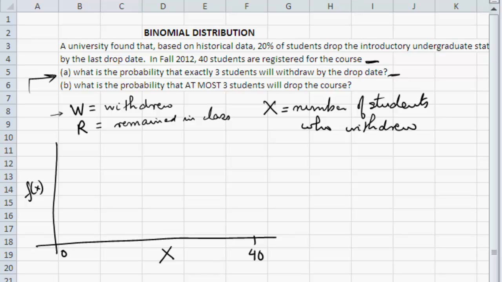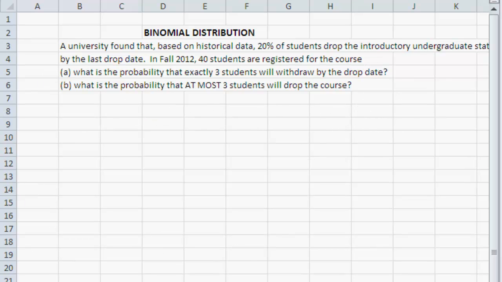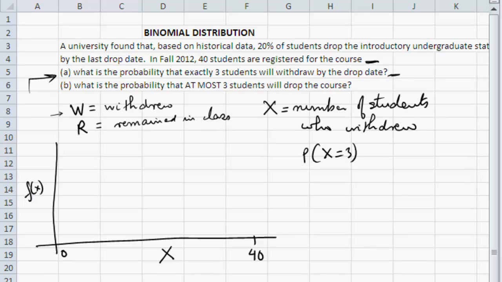The issue is, can I systematically find the height of any one spike? In our case, I want specifically the probability of x equal to 3. What is the probability that exactly 3 students will drop from the course? So I want the height of the spike for x equal to 3. Let's see if we can estimate that precisely in a systematic way based on the characteristics of the experiment.